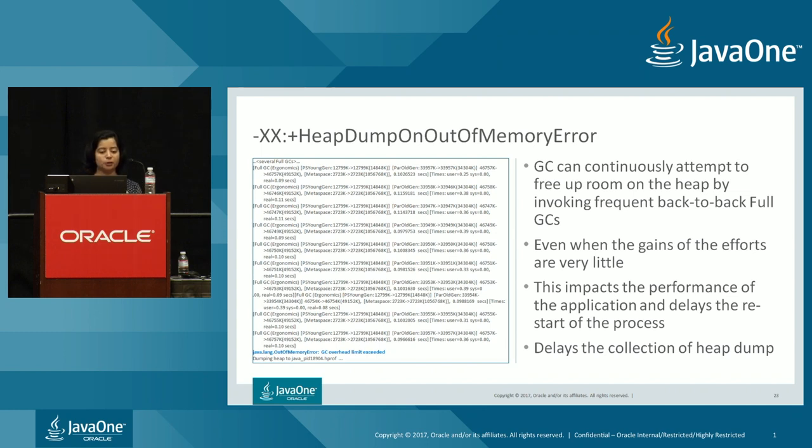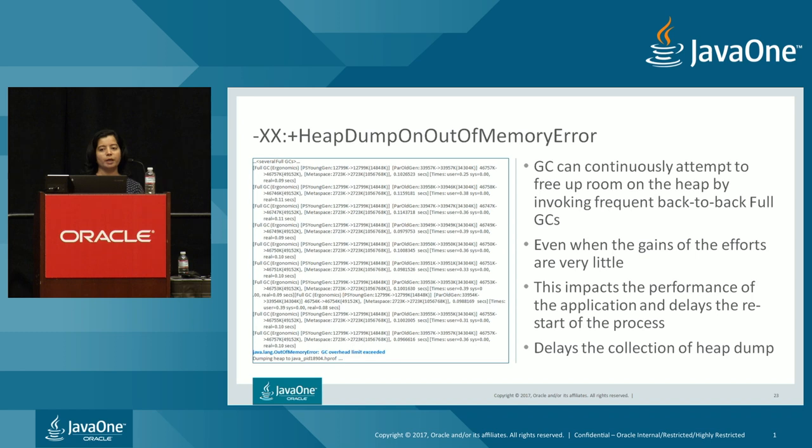Here we can see, on the left hand side from the GC logs, that the application is failing with a GC overhead limit exceeded out of memory error. And after that, creating the heap dump.